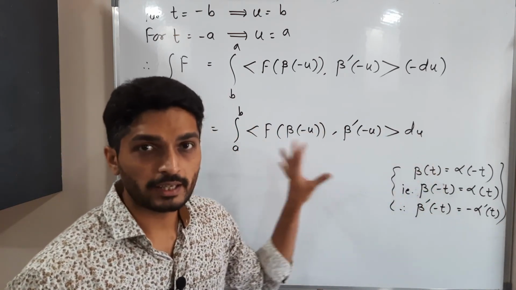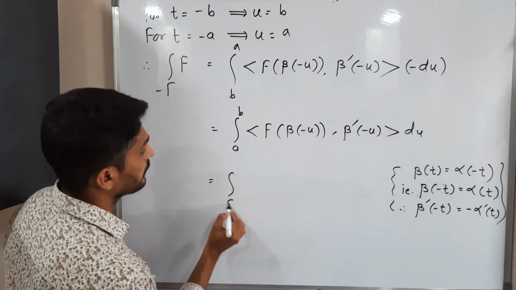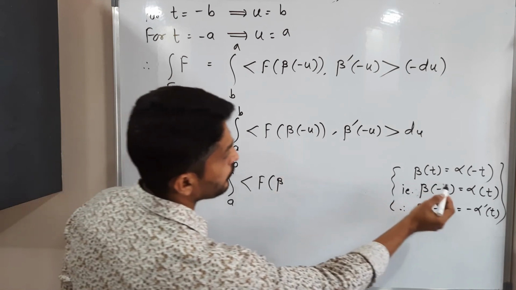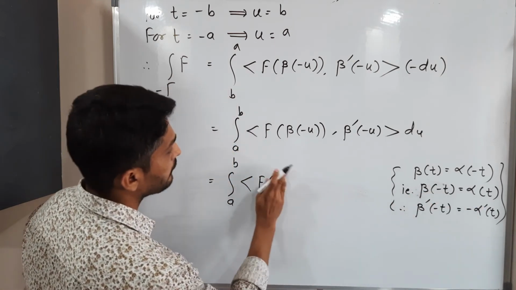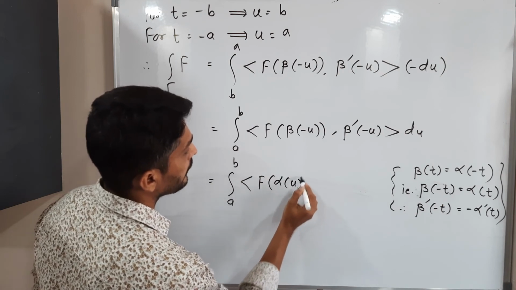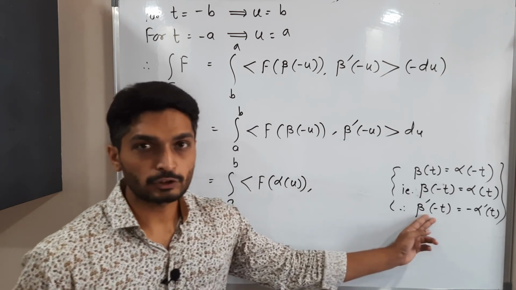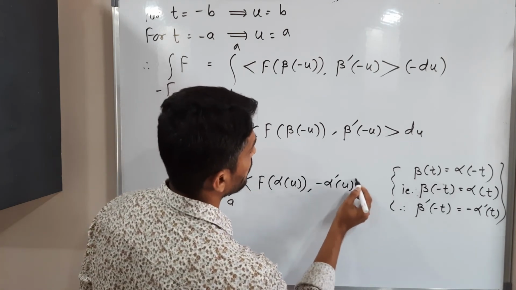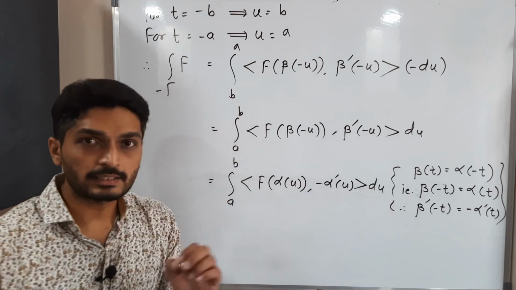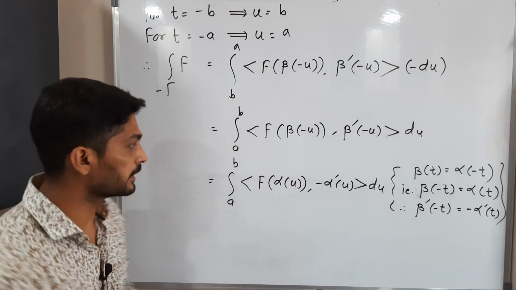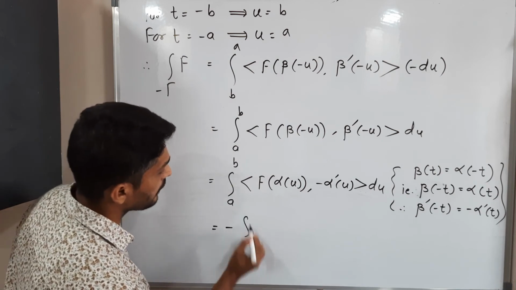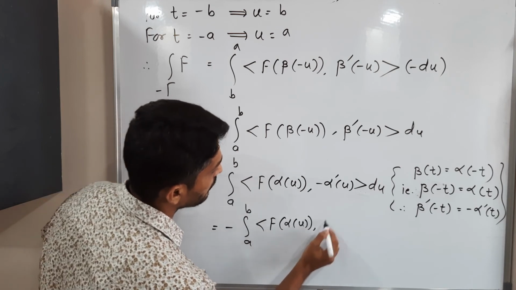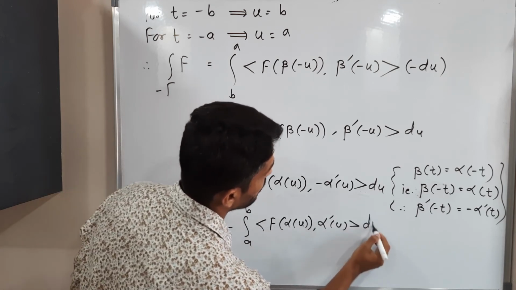So let us use this fact and solve this integration. So integration a to b inner product f of beta of minus u, f of beta of minus t, that is alpha of t. So that means this is nothing but alpha of u, right? Beta dash of minus u, beta dash of minus t, so the minus sign will be there. So minus alpha dash of u and du. See, this minus sign is a constant, it's minus 1, so it will come outside the integration. So minus integration a to b inner product f of alpha of u, alpha dash of u du.